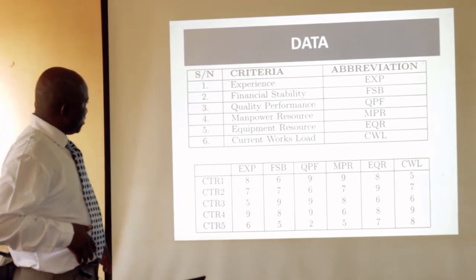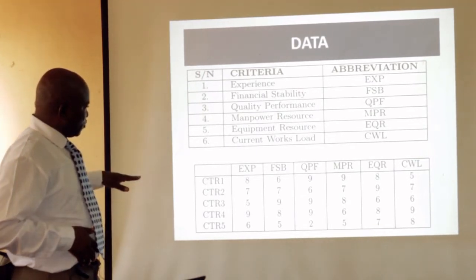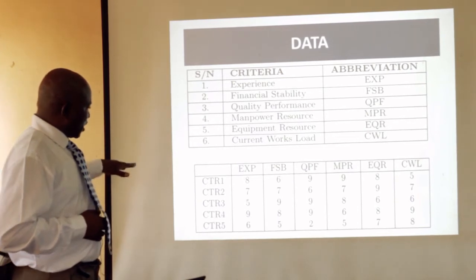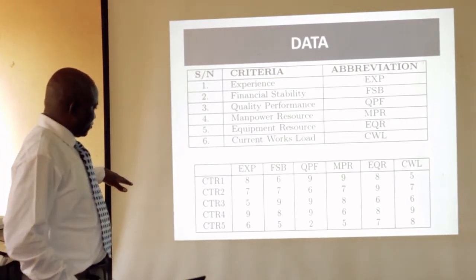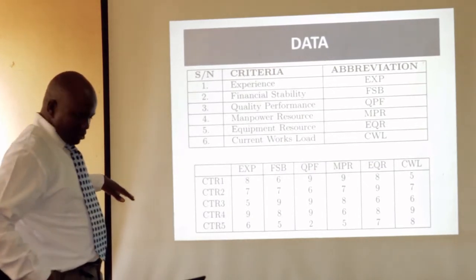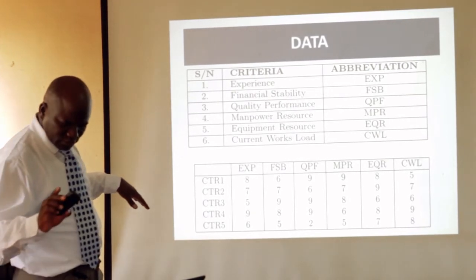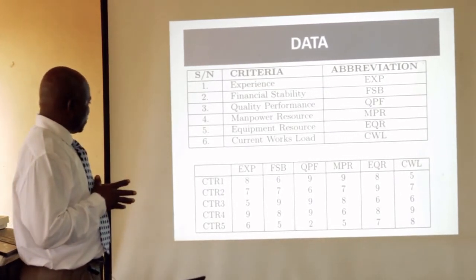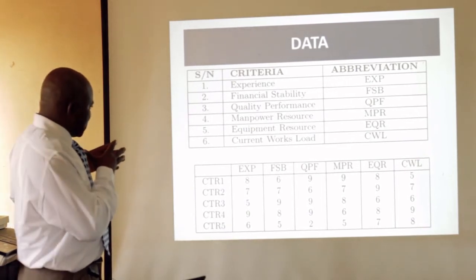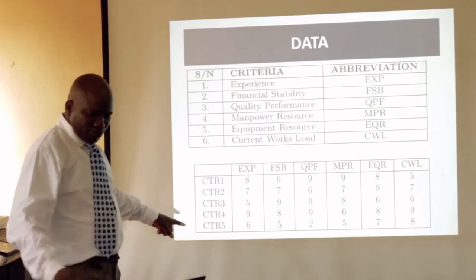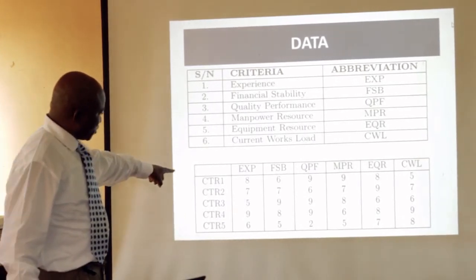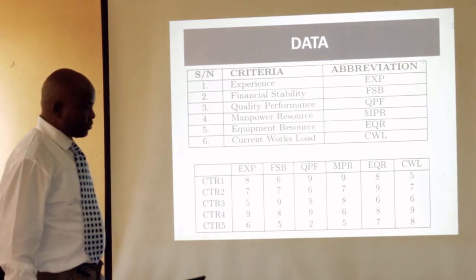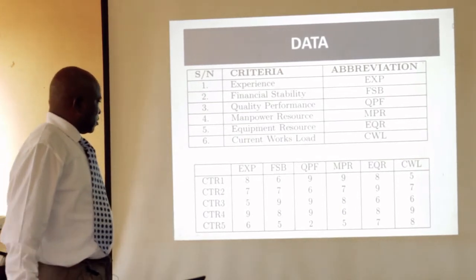Now, this table below the first one shows how the data for this research work was used. An example of 5 contractors was used in this publication, based on these 6 attributes. For instance, the first contractor, contractor 1, with the experience, he has 8 years of experience on the job, and so on, the others follow.